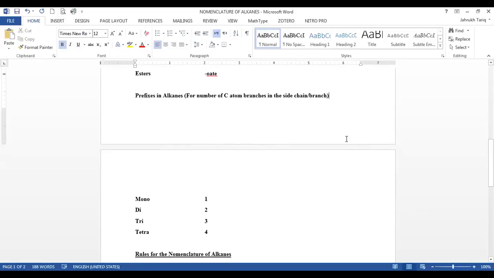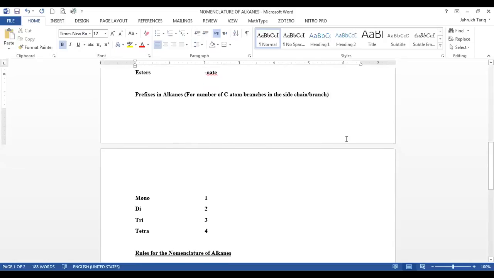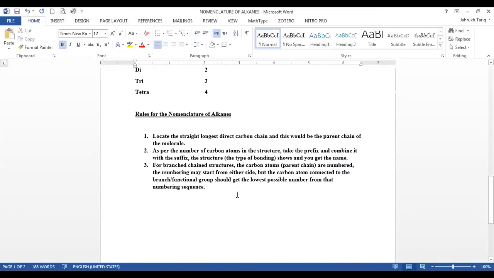I'm going to change it over here. These prefixes will be used for the number of branches present on our parent chain, because there may be 2 branches on our parent chain, 3, 4, 5. That's how the structure gets complicated. Okay.